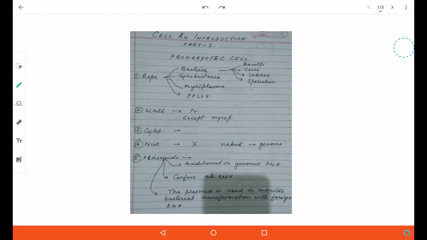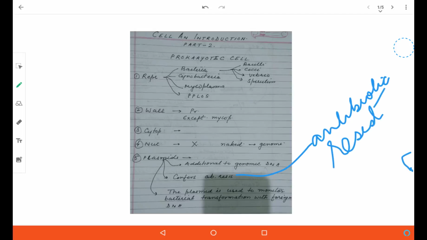They have another thing in their cytoplasm, which is a small circular DNA, present in addition to the normal genome. The function of these plasmids is that they confer antibiotic resistance to the bacteria, because of which they could resist antibiotics if they are subjected to them. Plasmids are also used to monitor bacterial transformation with foreign DNA. If you ligate the foreign DNA, you can monitor its expression.